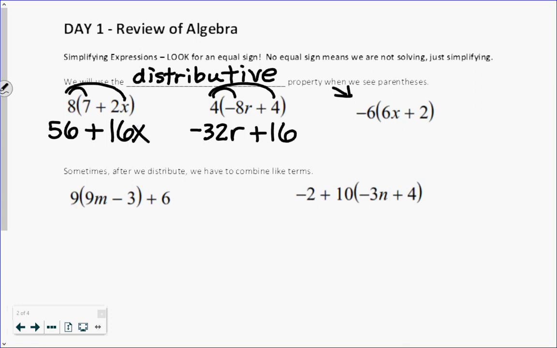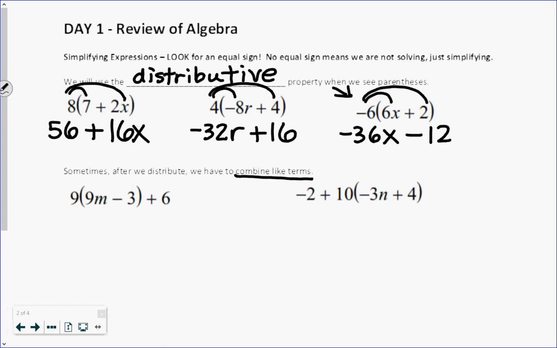Now here, you're distributing a negative number. So negative 6 times 6x is negative 36x. And negative 6 times 2 is negative 12. Sometimes, after we distribute, we have to combine like terms.